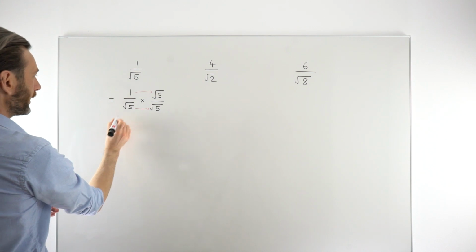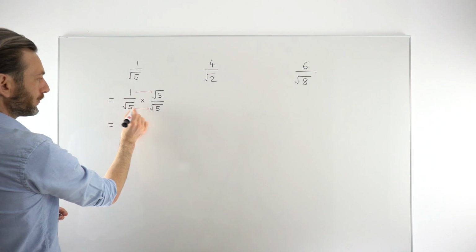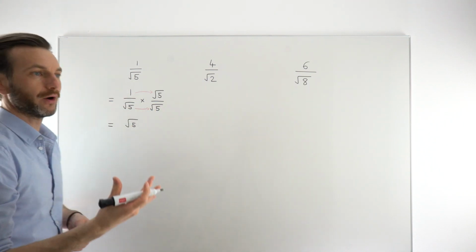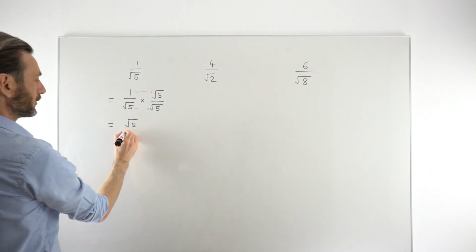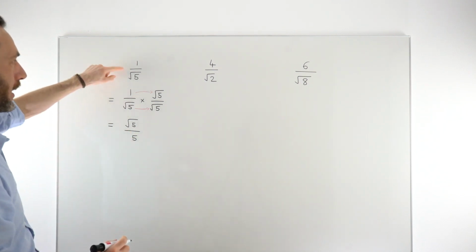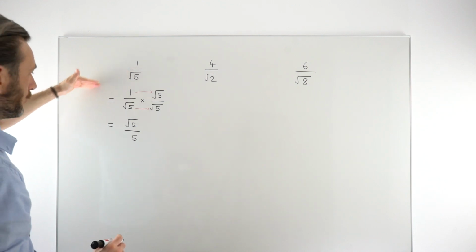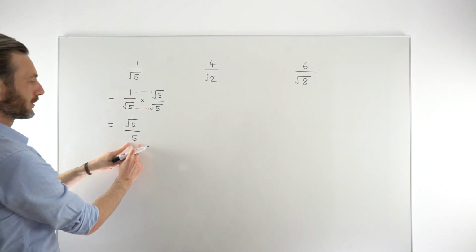So if we think about what that is, so 1 times root 5 is just root 5, but root 5 times root 5, that's root 5 squared or root 25, either way it's just 5. So we've been able to take the original fraction, 1 over root 5, go through this weird little process and turn it into this fraction.